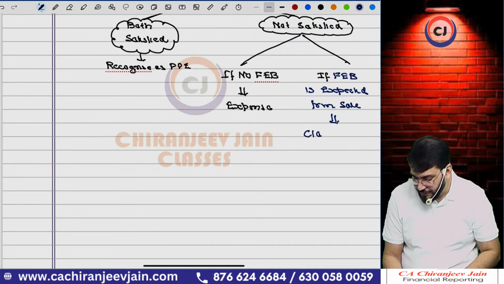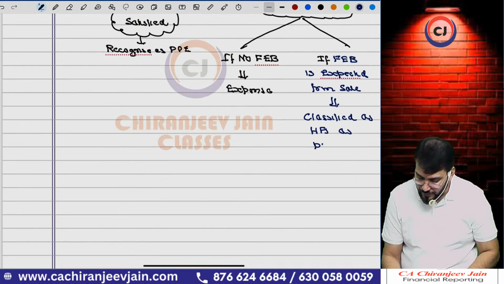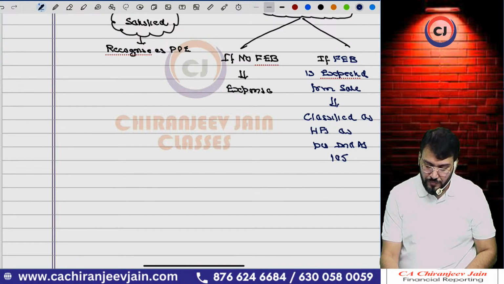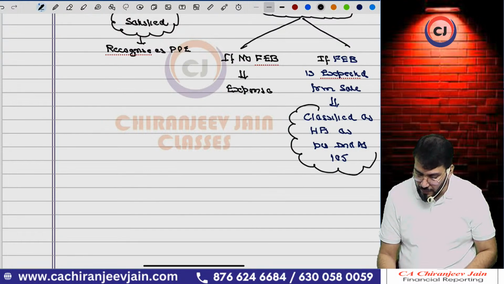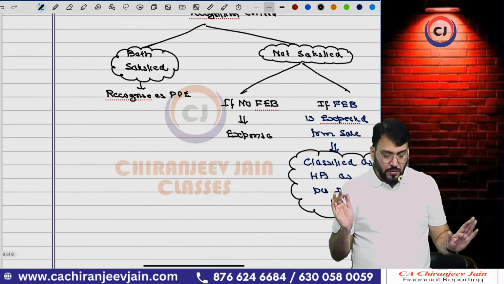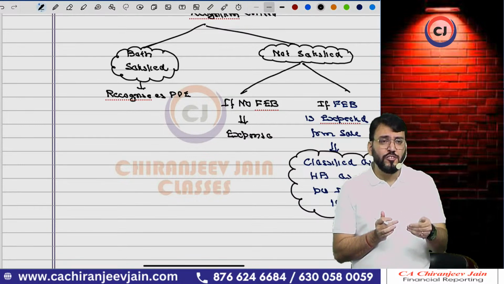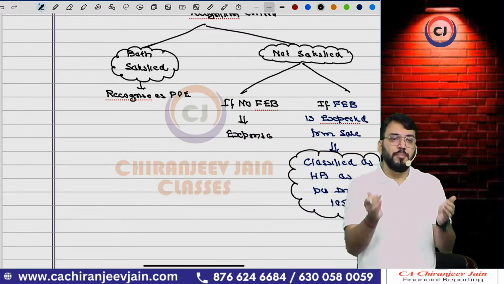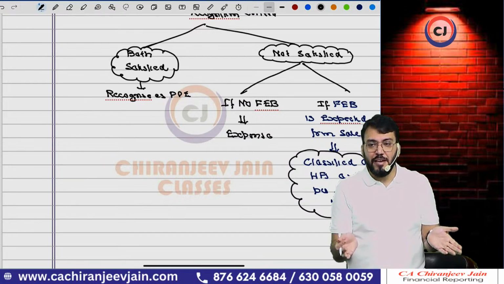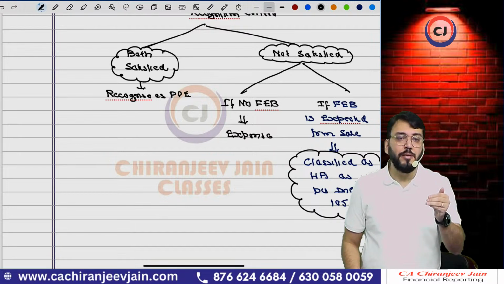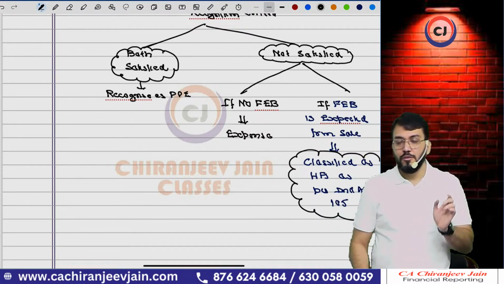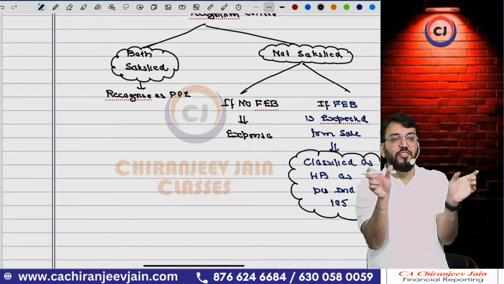then classified as held for sale as per Ind AS 105. Coming soon. Understood? It's quite possible there may be some PP or tangible item not recognized as PP, then it will be classified as held for sale. So PP and PP classified as held for sale are two different terms.